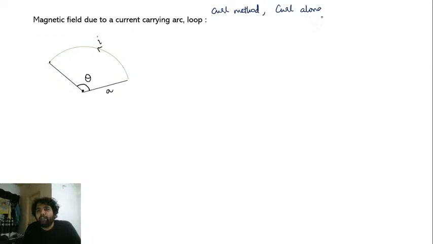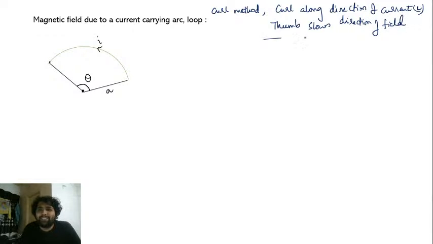Curl along the direction of current, and thumb shows the direction of field. So this is very important. You curl along the direction of current, and the thumb will show the direction of field.